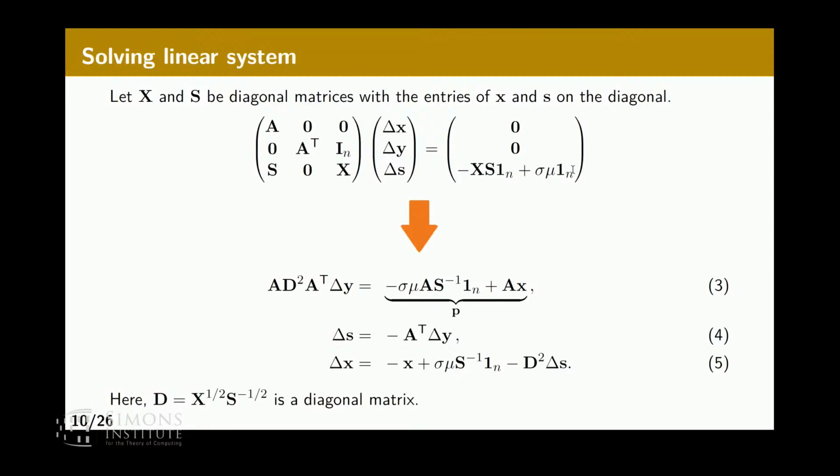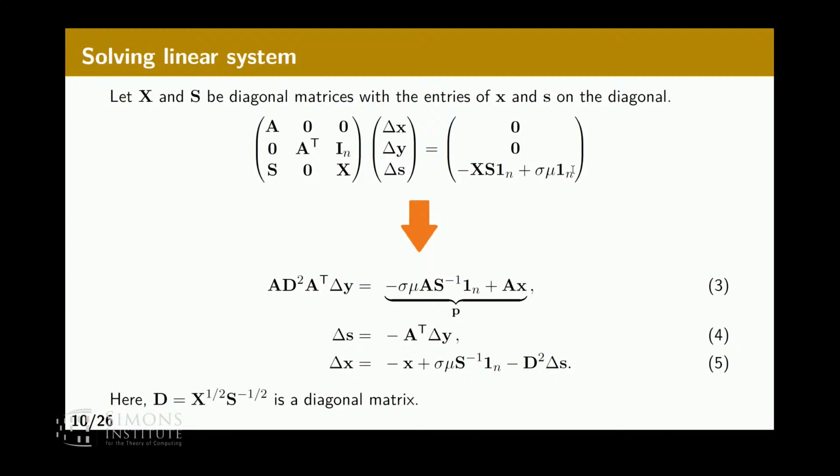You can sort of play with these equations a bit, and you can get this system of equations. This is nice. This first equation is the so-called normal equations. Here's what you get. You get A D squared A transpose. D squared depends on the current iterate values, x and s. Basically, D is just X to the half, S to the minus half, where X is a diagonal matrix that contains the xi, and S is a diagonal matrix that contains the si, the slack. This is symmetric positive definite, so you like this, of course. On the other hand, this could be quite ill-conditioned, especially as you approach convergence.